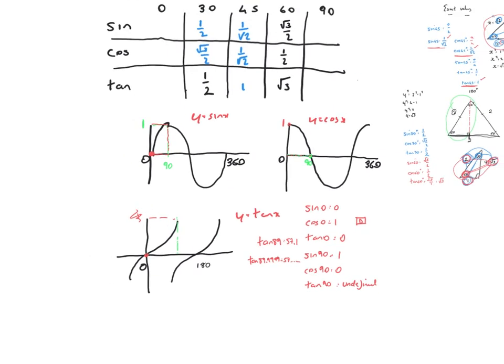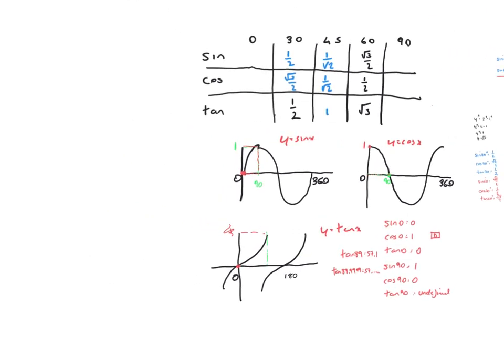Okay, so we can start to put them into the table then. So, sine 0 is 0, cos 0 is 1, and tan 0 is 0. Sine 90 is 1, cos 90 is 0, and tan 90 is undefined.